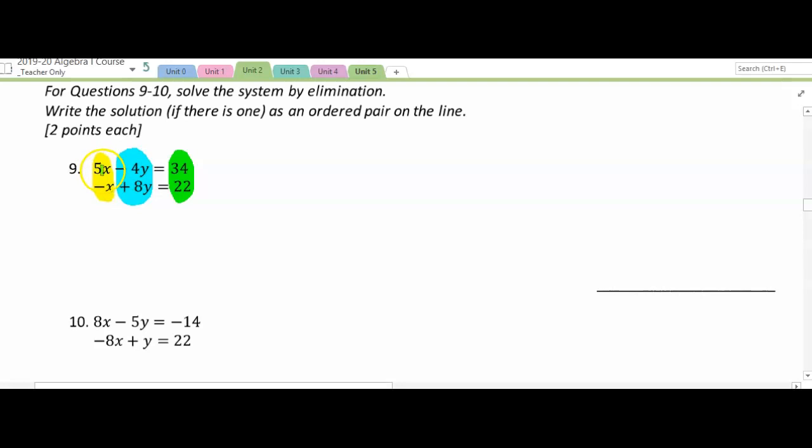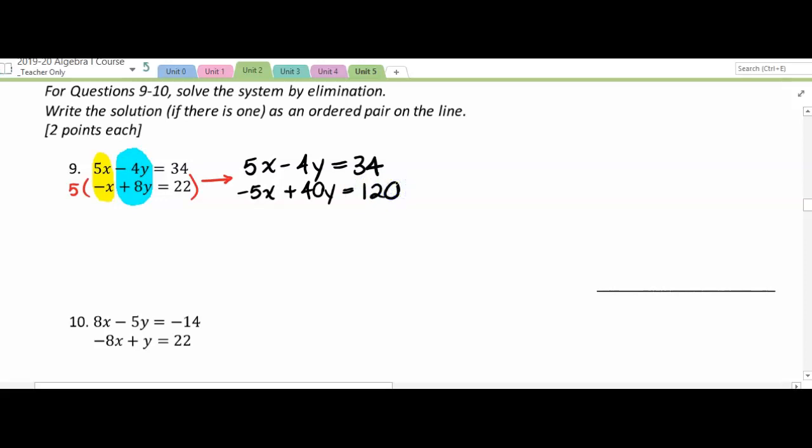Now, 5 and negative x are opposite signs, but I really need this to be a negative 5x. And it's not. It's a negative x. But if I multiply this entire equation by 5, look what we end up with. We have 5x minus 4y equals 34. That hasn't changed. But the second equation becomes negative 5x plus 40y equals 120. Excuse me, not 120, 110.